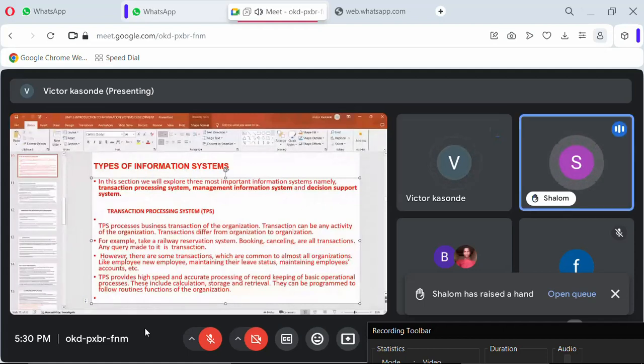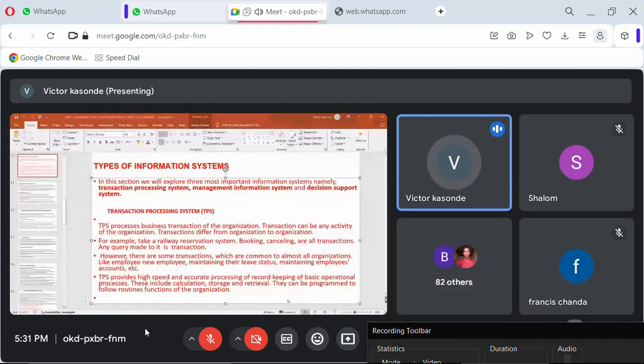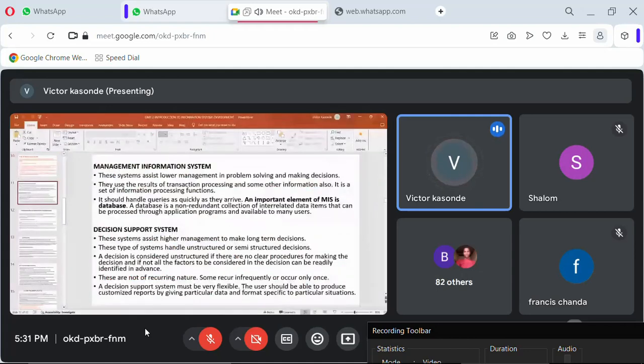Yes, sir, it's clear. Okay. Any more queries before I go to management? Kelvin, are you happy? Okay, any queries? If there are no queries, let us move on and tackle what we call the management information system. Remember, I said there are three types of information system. So we have tackled the transaction processing system. Now let us look at the management information system.